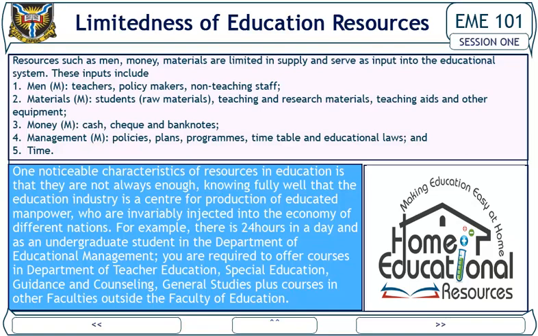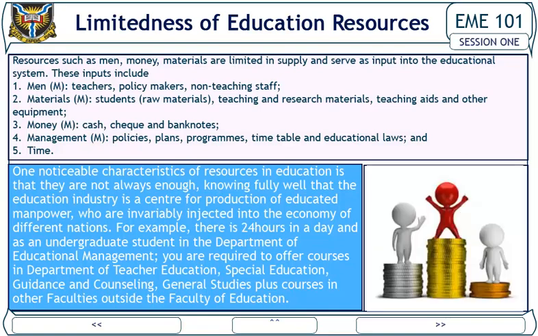Resources such as men, money, and materials are limited in supply and serve as inputs in the educational system. These inputs include men: teachers, policymakers, non-teaching staff; materials: students, raw materials, teaching and research materials, teaching aids and other equipment; money: cash, checks and banknotes; management: policies, plans, programs, timetable and educational laws; and time.